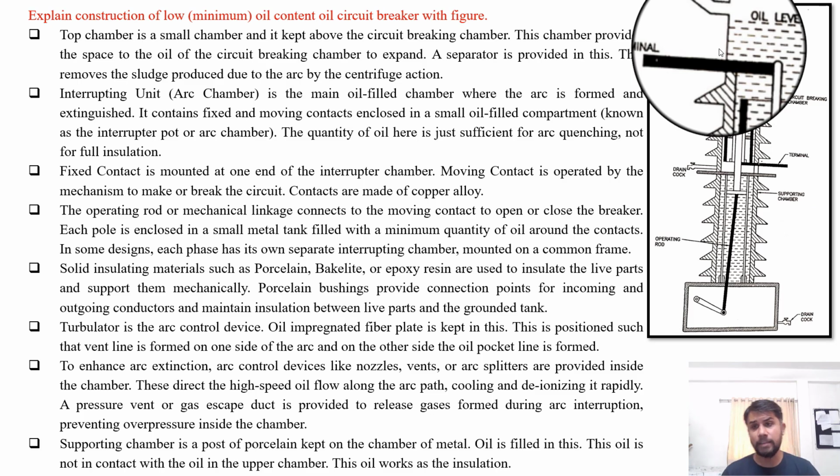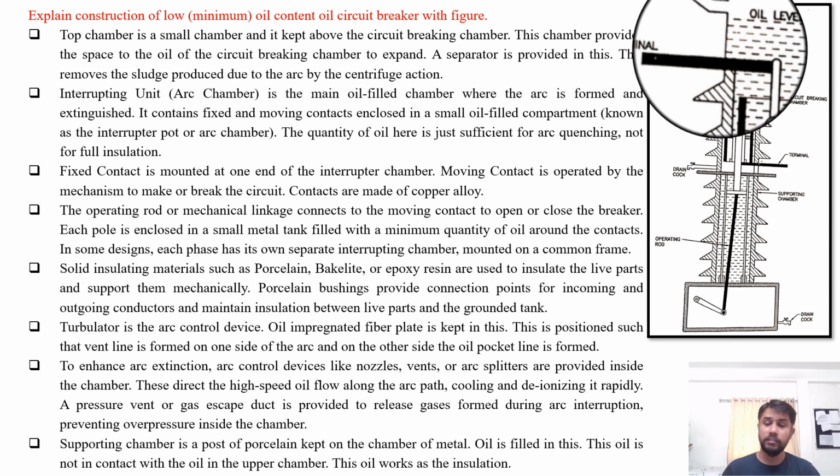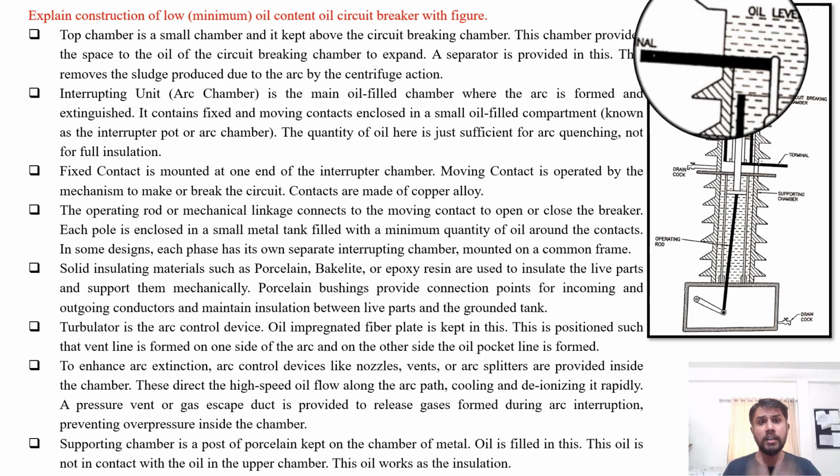The supporting chamber at the bottom is a porcelain post kept on the metal chamber. Oil is filled in this. This oil is not in direct contact with the oil in the upper chamber. This oil works as the insulation. So this is the constructional information of the minimum oil content circuit breaker.